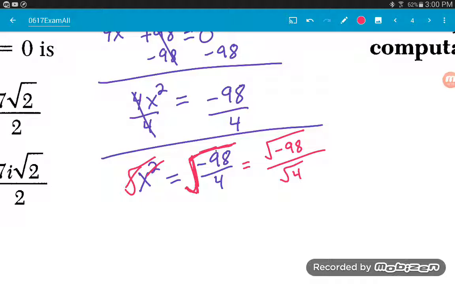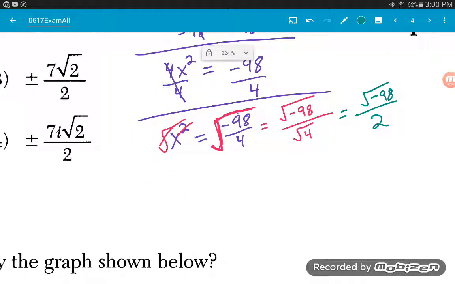Now all I have to do is simplify these two radicals and I'll get my answer. The bottom one is very simple. Square root of 4 is going to be 2. So it's going to be something over 2. But the problem is, what can I do with the square root of negative 98? There's a few things I can do, so I'll take them one step at a time. I'll rewrite this: the square root of negative 98 over 2. The square root of a negative, you should know the answer to that. The negative will become an i.